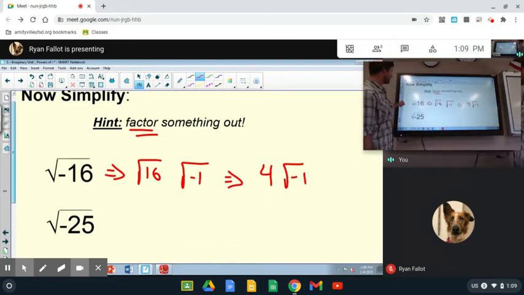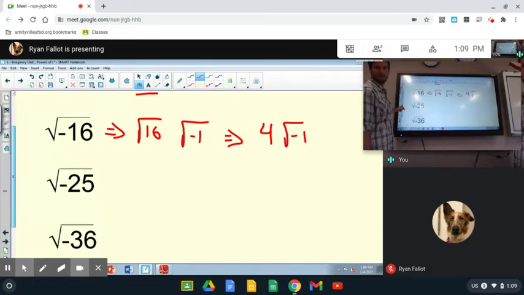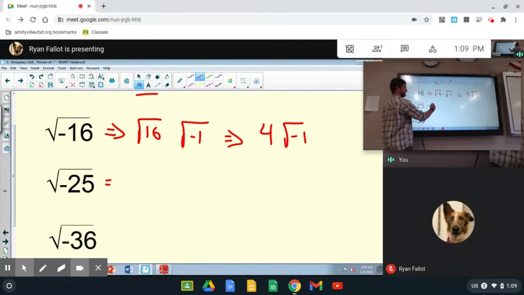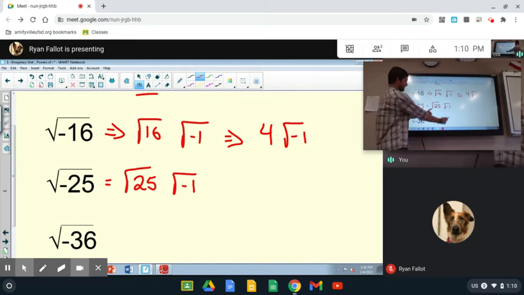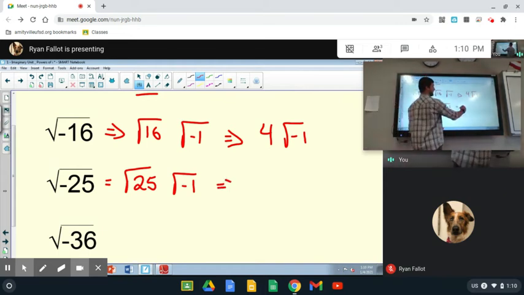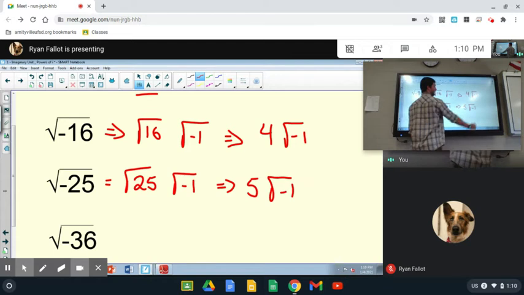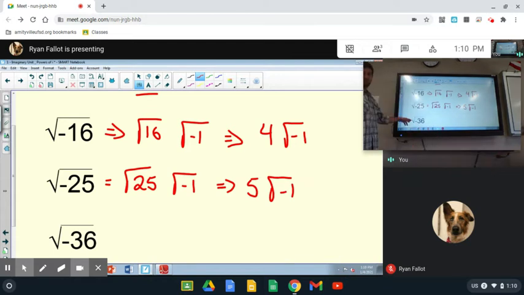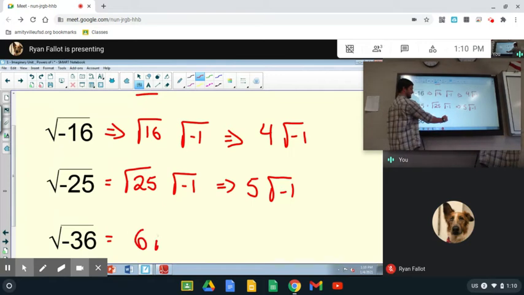So pause the video, see if you can figure out what radical -25 is and what radical -36 is. And welcome back. We should be figuring out what this is by doing the same idea as this. This is equal to radical 25 times radical -1. Multiply these, we come right back to where we were. Radical 25 breaks down to 5, and radical -1 is still just radical -1. So you should just be able to look at this and say this is going to be radical 36 times radical -1. Radical 36 breaks down to 6, so we have 6 radical -1.